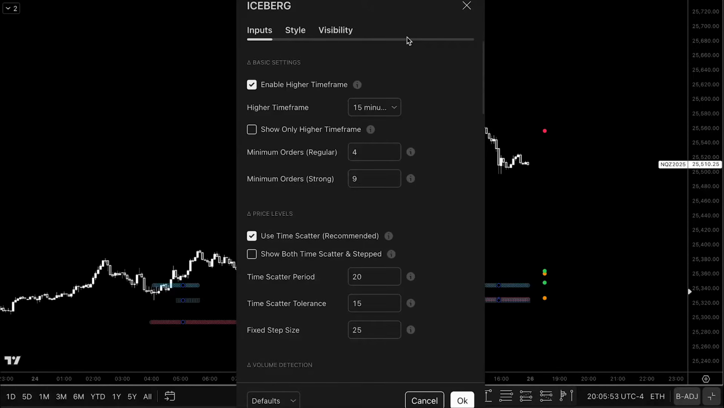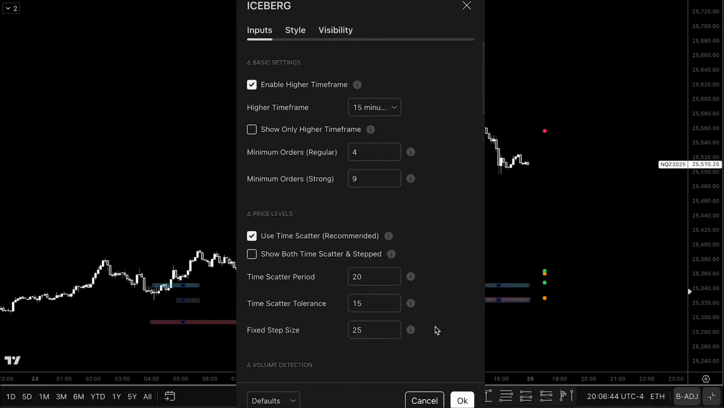We also have two detection modes. Time scatter will show you, over a time range, where orders have been placed at a specific price level. Whereas the stepped mode, which you can have on too, together with the other, shows you orders placed at institutional price points. So it will be stepped, as you can see, at 25 points distance.